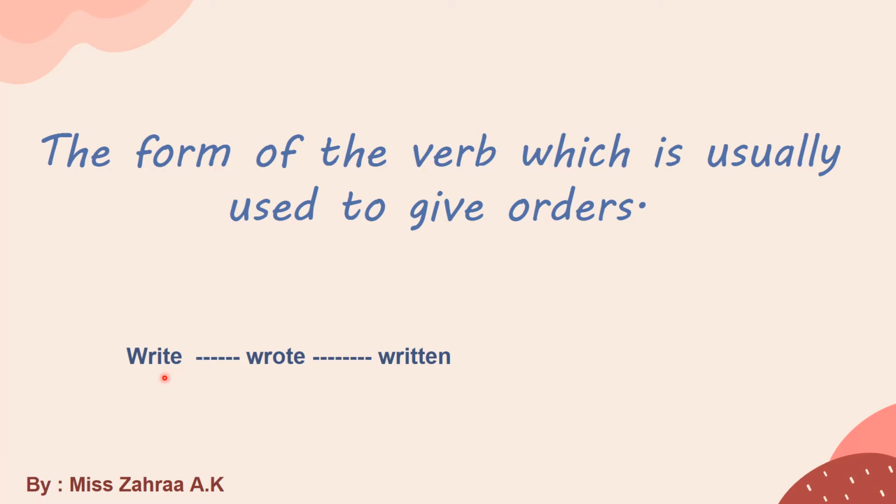So the form of the verb is write. Write your name. So the form of the verb is the verb itself in the present, the infinitive, the base form of the verb. So this form of the verb is write, not wrote in the past and not written in the past participle. It is just the base form of the verb, and we use it in the imperative: write. Right? So imperative means the form of the verb which is usually used to give orders.